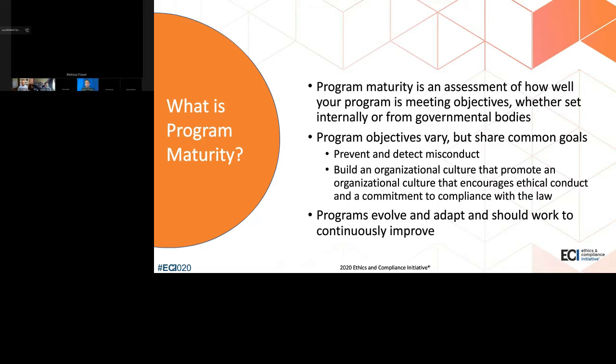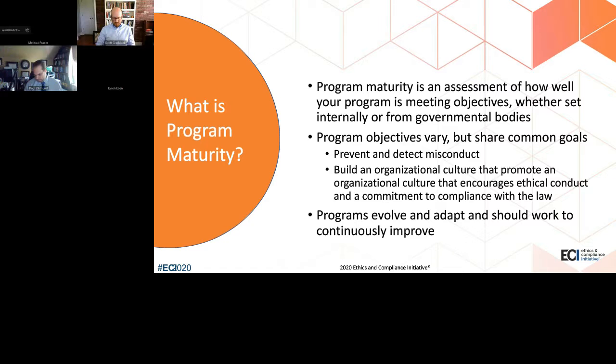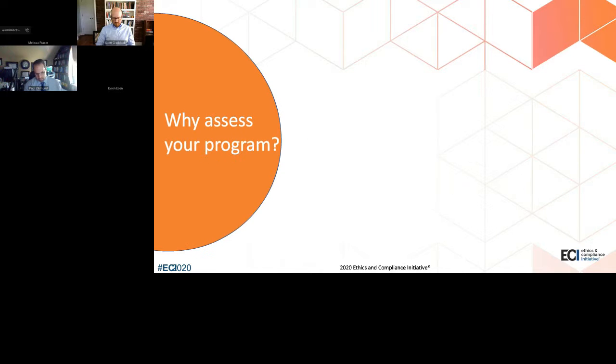And to one extent or another, they're the foundation for our programs. Now, we know the term program maturity, by definition, just assumes that there is an evolution. And we all recognize that our programs need to adapt and evolve, and we work to improve them over time. So the idea is to do a snapshot of our ethics and compliance program to see where it is, where it needs to improve, and if it does need to improve, how do we know where it needs to go?